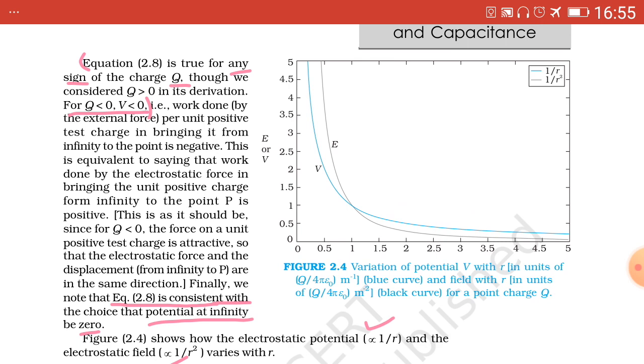The last equation 2.8 is true for any sign of capital Q. For Q greater than 0 we have taken in the derivation, and for minus Q also it would be valid. For capital Q less than 0, capital V is also less than 0, which has been underlined in the description.